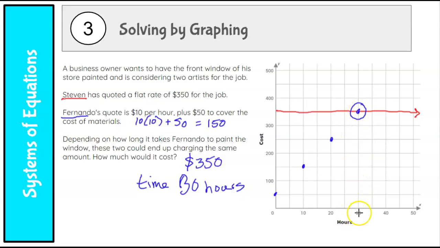After 30 hours, you would want to go with Stephen. So if the window's going to take longer than 30 hours, the business owner would be smarter to go with Stephen. If it's going to take less than 30 hours, the business owner would be smarter to go with Fernando. This is how you save yourself money as a business owner.